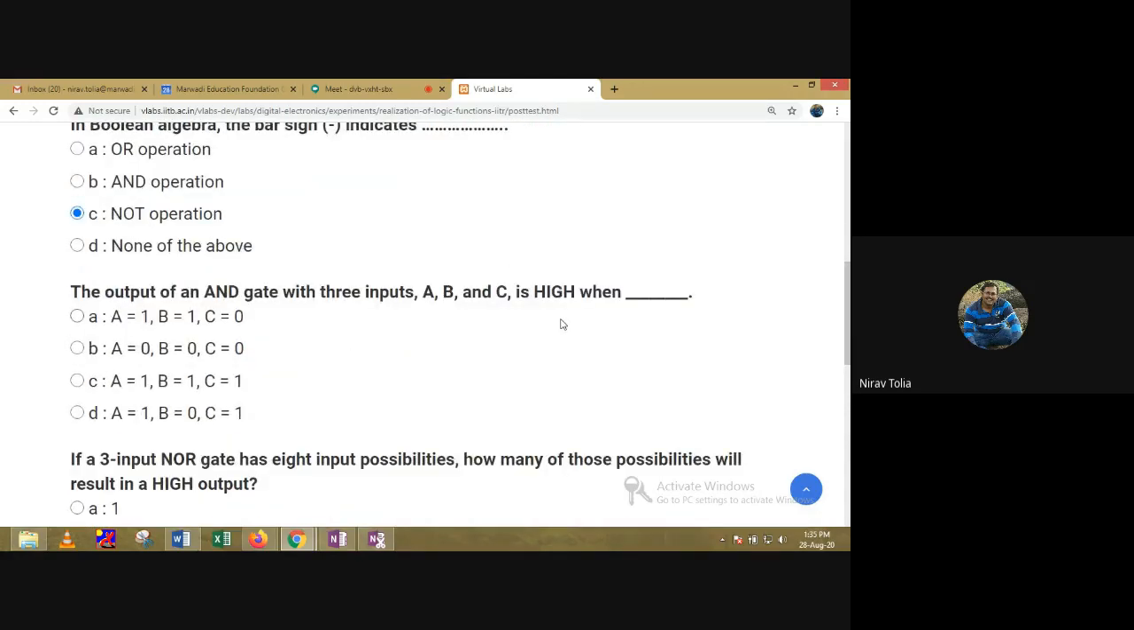Now, see, the output of AND gate with three inputs. Okay, Ruthvi, oh, you have a network issue. It's okay. Next time you will get the chance to share your screen. So okay, give me the answer for the second question. The output of AND gate with three inputs A, B, C is high when A is equal to 1, B is equal to 1, C is equal to 0. Okay, again Ruthvi gives the answer. What about others?